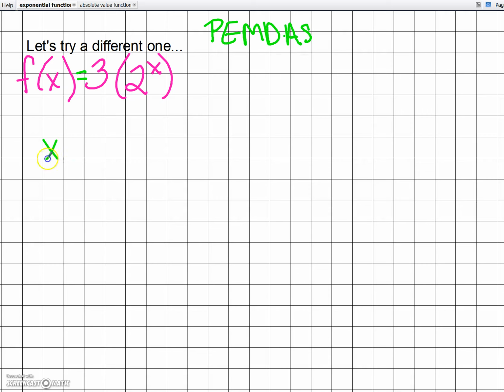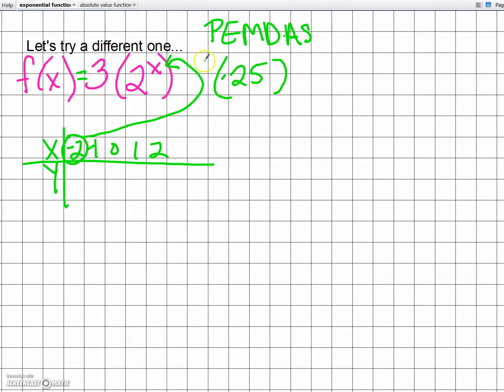Okay, so let's do our chart. We have our x's and our y's. We're going to use -2, -1, 0, 1, 2. Okay. Alright, 2 to the x power, which would mean we're plugging this number in for the exponent. So 2 to the -2 power is 0.25 or 1/4. So then you take that and you've got to go back and multiply it by 3. So in this case it would be like having 3/4. So you have 0.75. Okay.